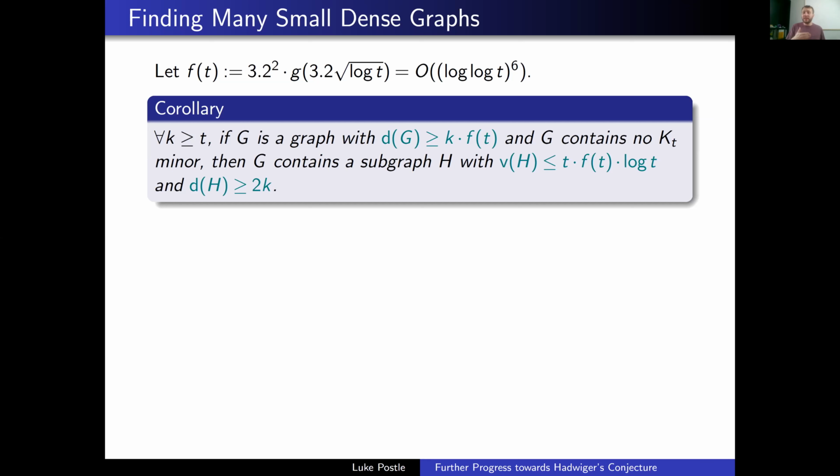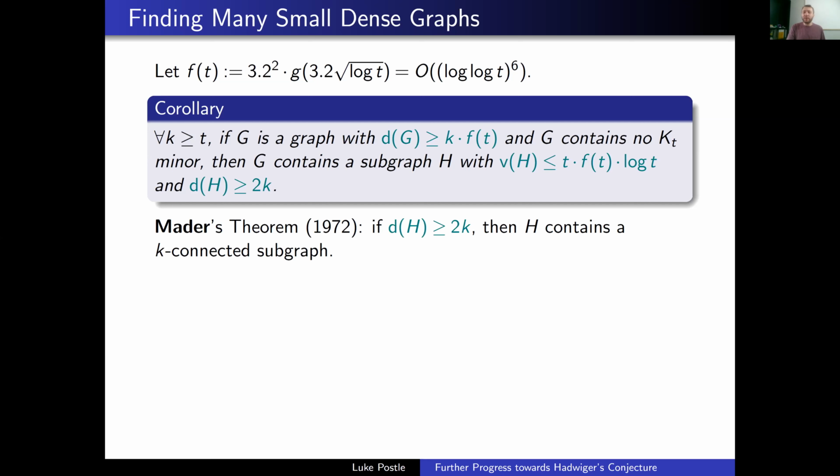So the number of vertices would be t f(t) log t, and the density would be at least 2k. So you tell me what kind of density you want, 2k, and if your original density was times f of t of that, then I can get you a small dense subgraph. And why do I use 2k here?